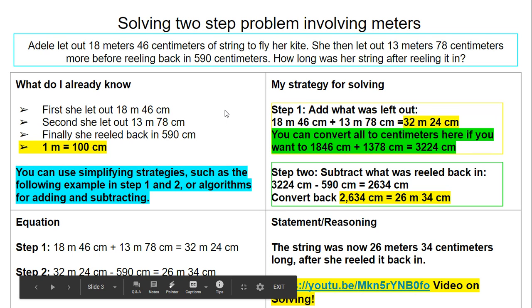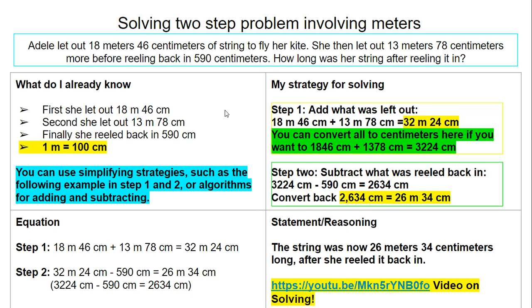Second problem involves meters. So Adele let out 18 meters, 46 centimeters of string to fly her kite. She then let out 13 meters, 78 centimeters before reeling back in 590 centimeters. How long was her string after reeling it in? So I'm setting up my foursquare. What I already know is that she let out 18 meters, 46 centimeters. Then she let out 13 meters, 78 centimeters. And then finally she reeled back in 590 centimeters.